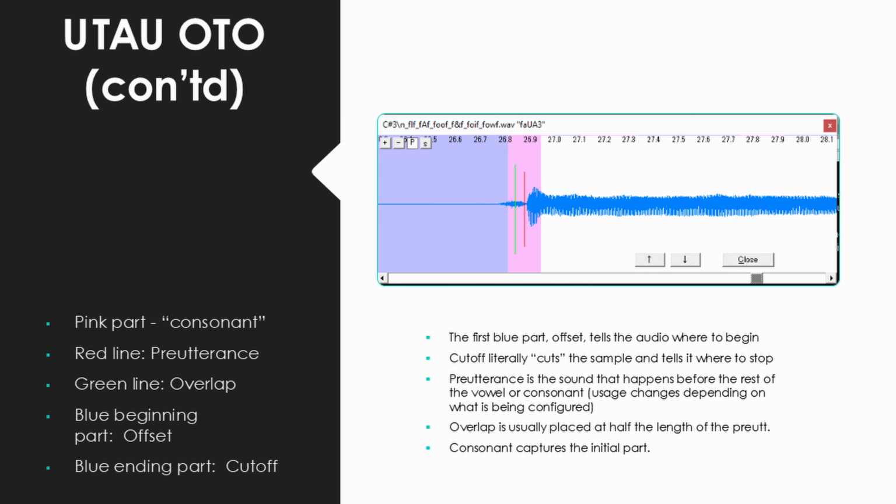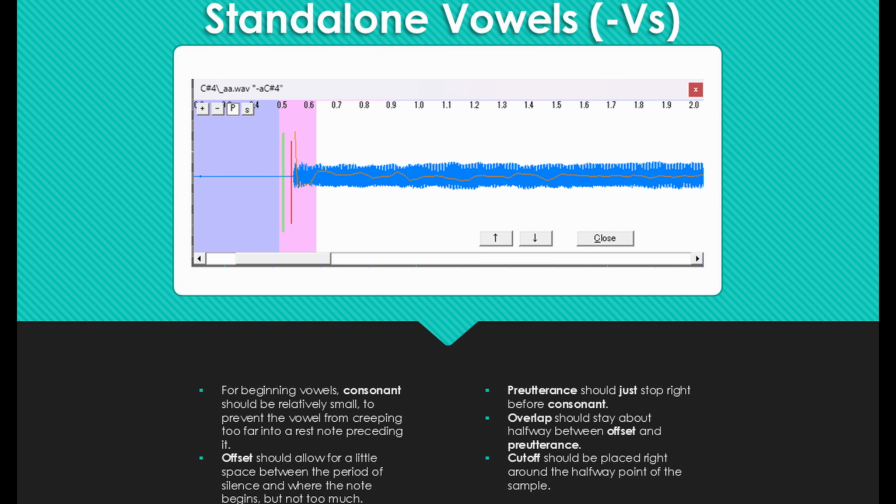Now, we get to the long part of this whole thing. For the beginning of standalone vowels, it should look something like this.